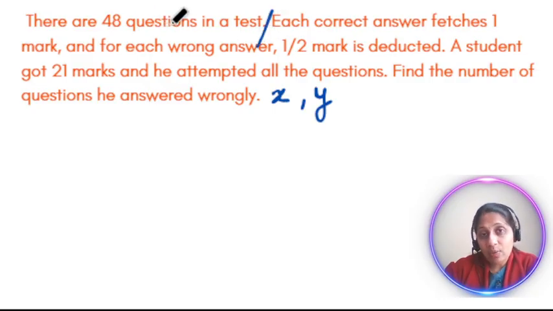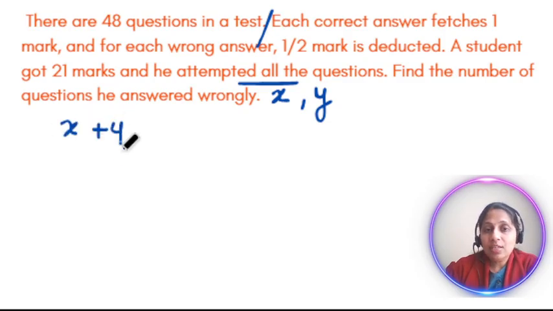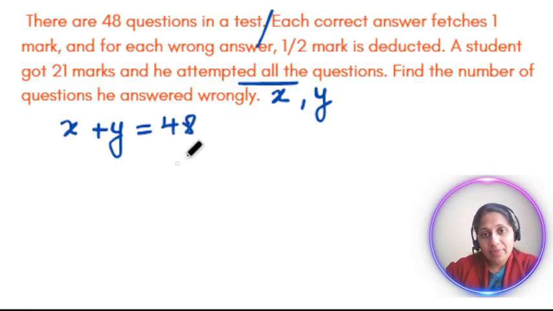Okay, so this is our first hint. Totally 48 questions. He attempted all the questions, which is a hint for us. So all the correct questions plus the incorrect questions, everything together should be equal to 48. We got our first equation. And the second equation from the second statement: a correct answer fetches 1 mark.